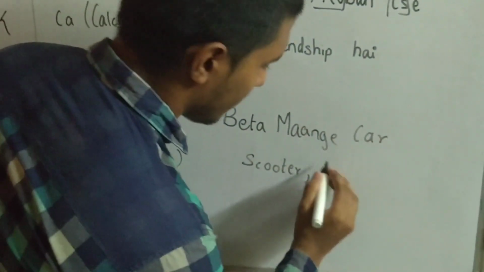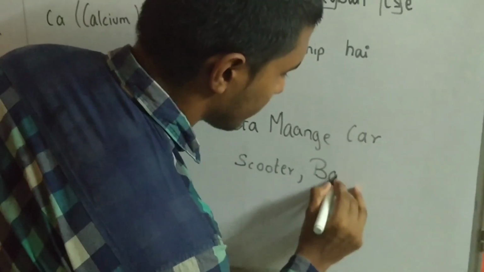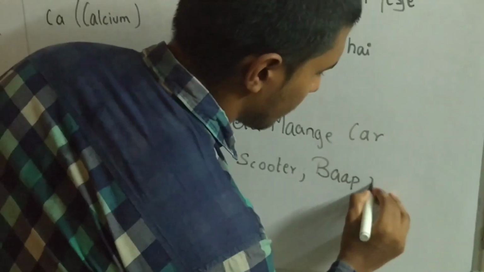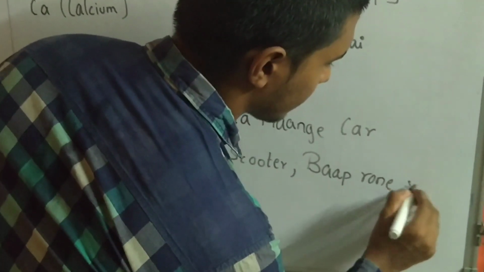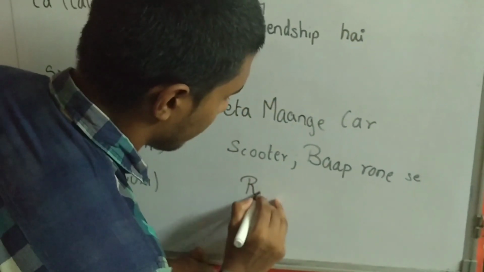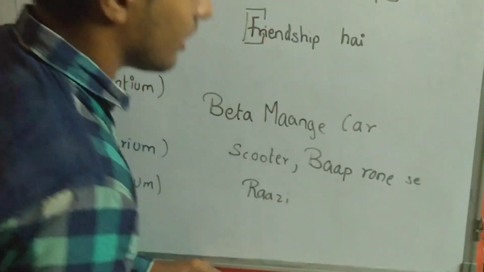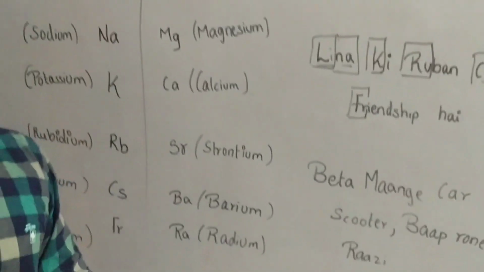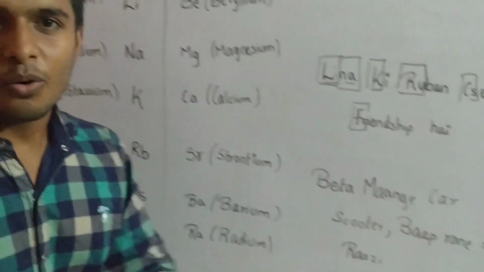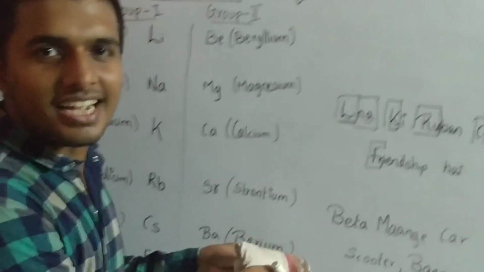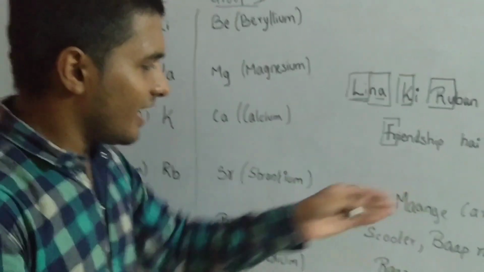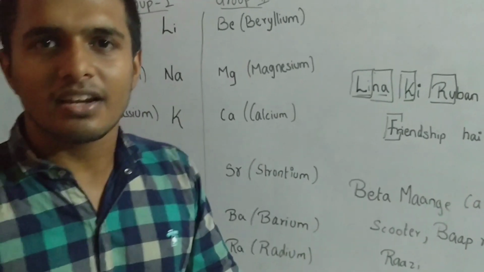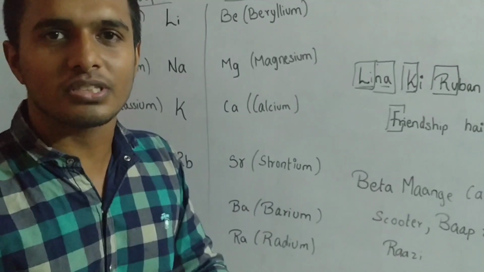Beta mange car scooter, बाप रोने से राजी. This particular phrase means what? The father is crying for his own deed, his own fate, that I got this child who is wanting a car and scooter in this particular situation. I am just making it simpler.